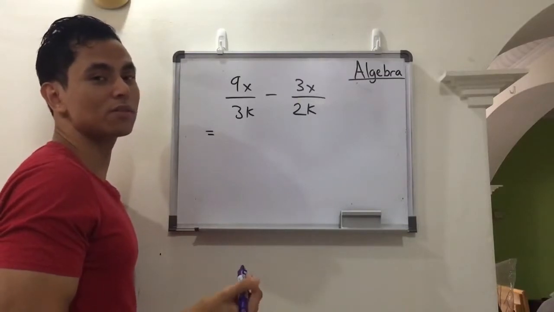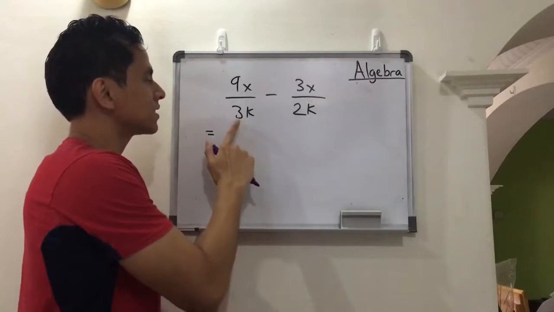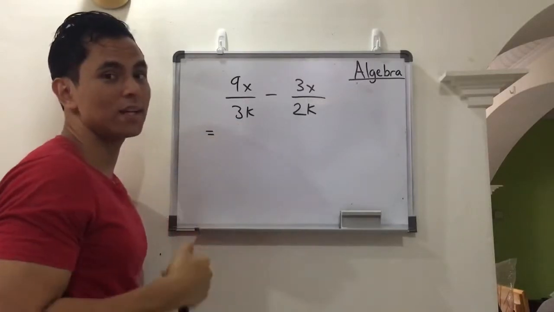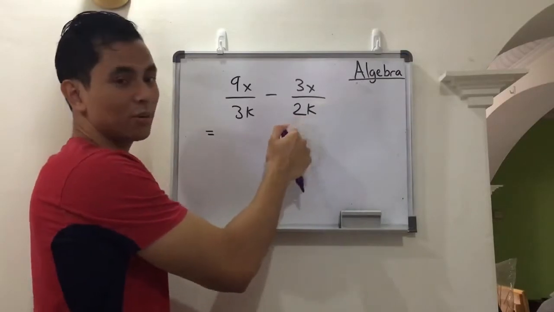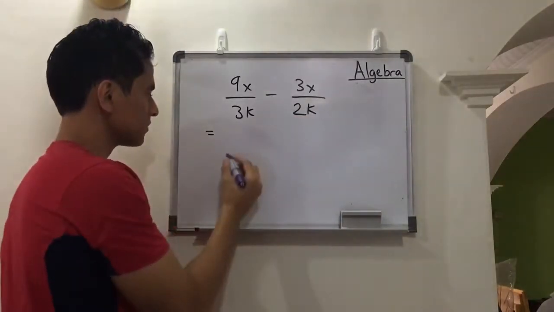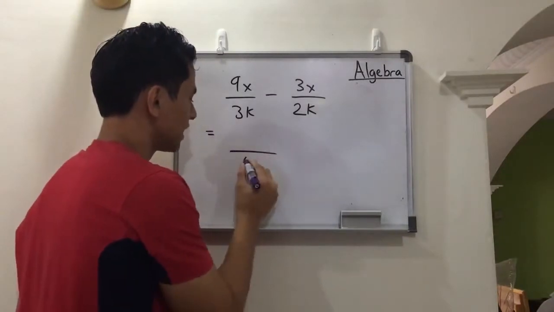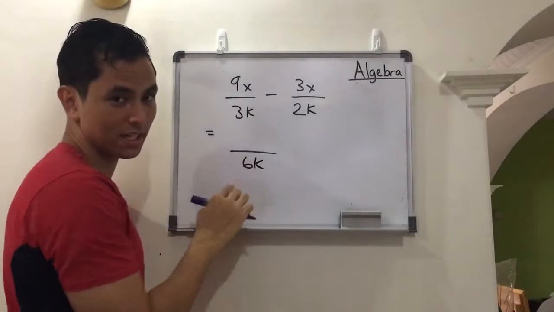And how do you go about getting 6k from these two numbers? To get 6k from 3k, I need to multiply by 2. And to get 6k from 2k, we need to multiply by 3. So let's go ahead and do that, alright? So I get a 6k here. Okay, so I multiplied 3k by 2 to get 6k.